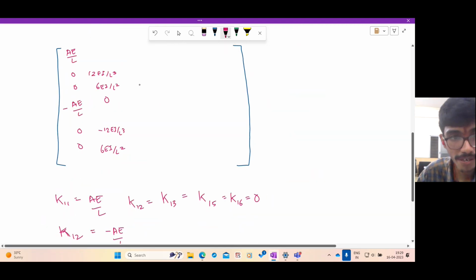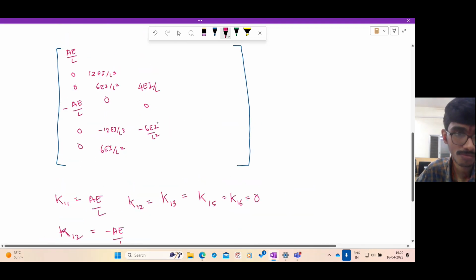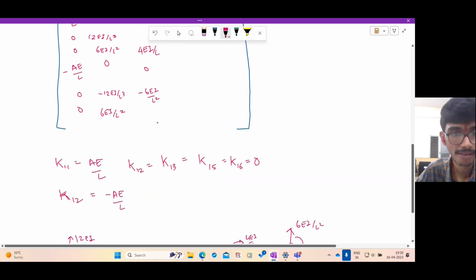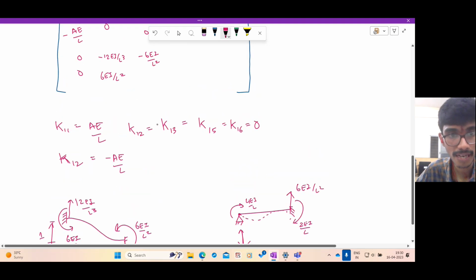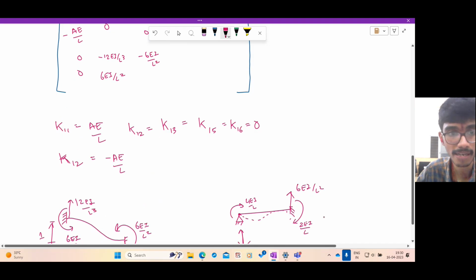So 3, how much moment you need to apply? 4 EI by L. This axial force, nothing. And here, how much reaction is generated? It is minus 6 EI by L square. And what is the other moment? It is 2 EI by L.